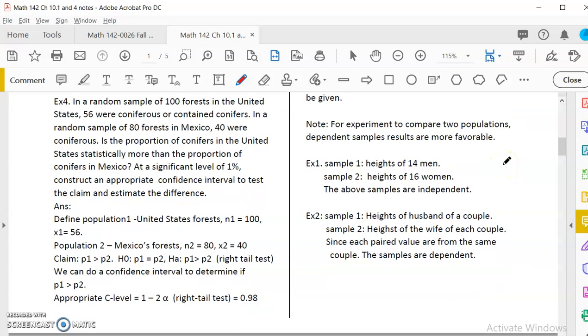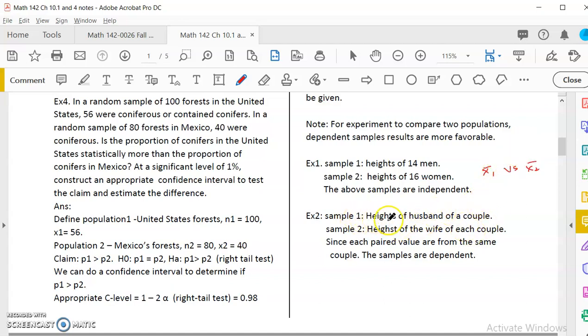So let's do some practice to identify if you have paired or independent samples. First is height of 14 men, height of 16 women. A very clear indication that this is independent would be they have different sample sizes. They can't be matched, right? So that you can say that the samples are not paired. You are comparing sample means only. You're comparing x1 bar versus x2 bar because the data values are not paired.